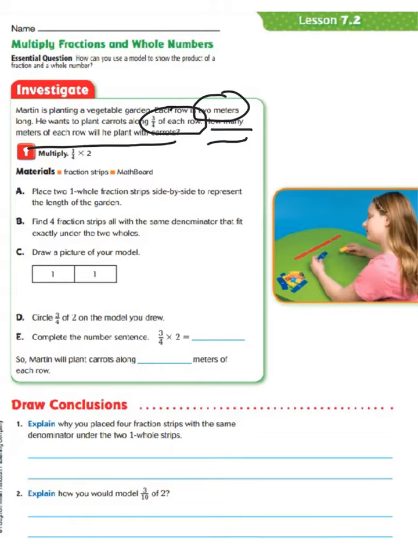The next thing we need to do is to find 4 fraction strips, all with the same denominator, that fit exactly under the 2 wholes. Well, if we go back up and look at our word problem, we see that our denominator is 4. So when we draw our fraction strips below each of these 2 wholes, we know that we need a denominator of 4. So let's go ahead and draw that. And keep in mind, I'm drawing free-handed, so it's not going to be perfect.